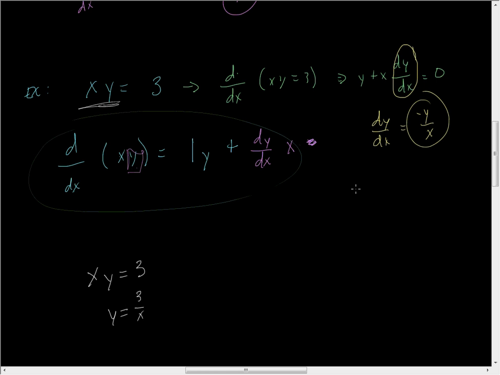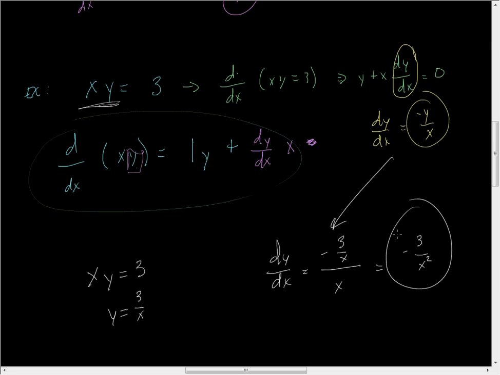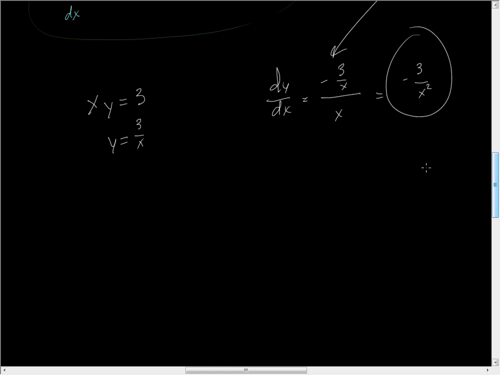Okay, so let's go ahead and bring that down here, where dy dx is equal to, and instead of y, we're going to put 3 over x. So we're going to put negative 3 over x divided by x, which is going to give us negative 3 over x squared. All right, so now we have the derivative of y with respect to x in terms of nothing but x. So dy dx is equal to negative 3 over x squared, or dy dx is equal to negative y over x. It just depends on what you might have in the end result.